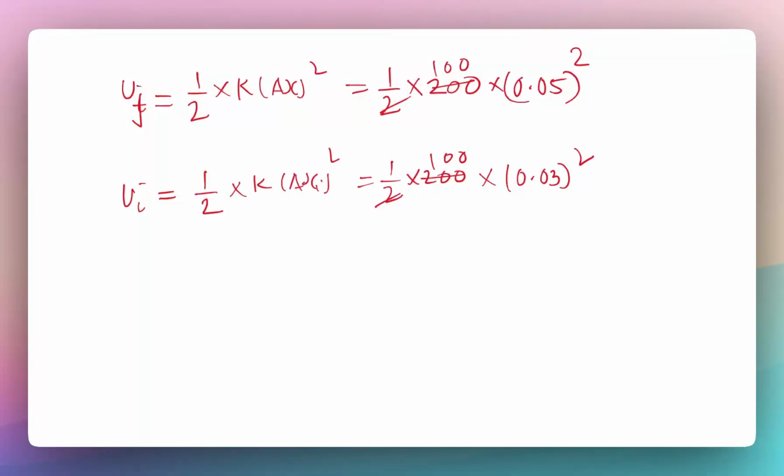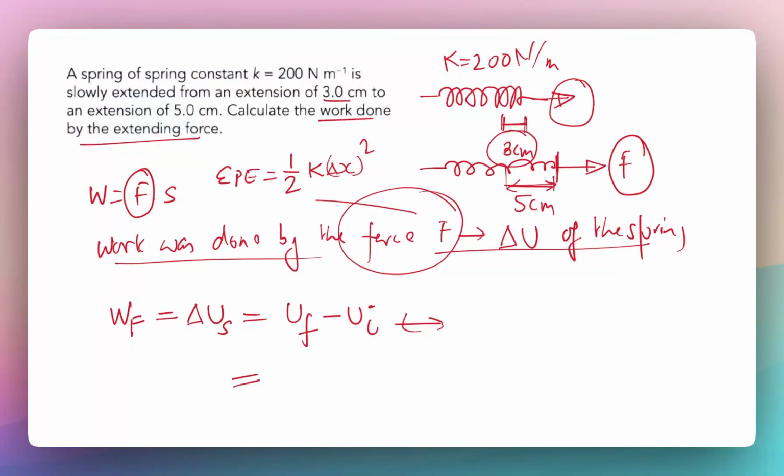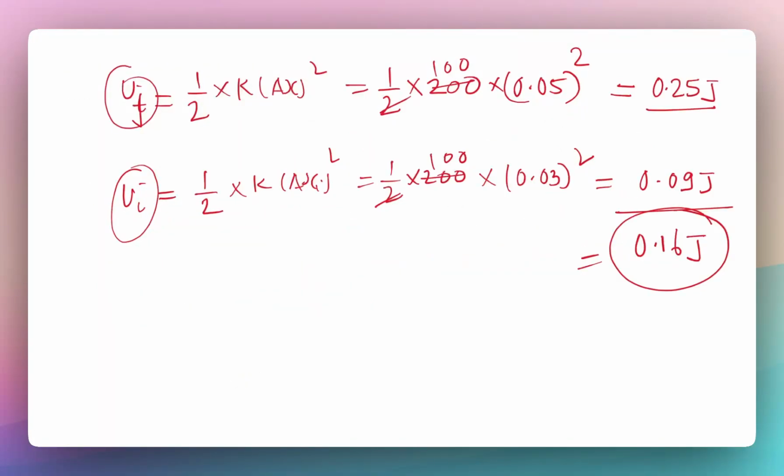Now we can simply calculate that. So when you do the calculation, the first one is going to be 0.25 joules. The initial one is going to be 0.09, right? So now we just have to do final minus initial, and that will be the work done. So 0.25 minus 0.09, okay? Let's do that. That is 0.16 joules, okay? And that is for which we have already argued, that is the work done by the force, okay? So that will be our answer.